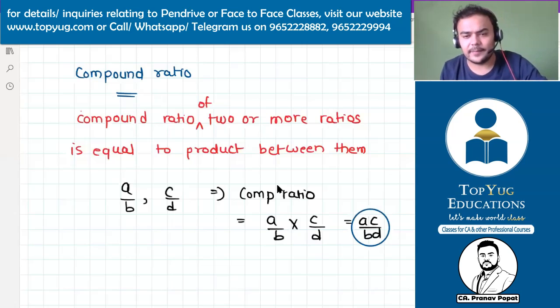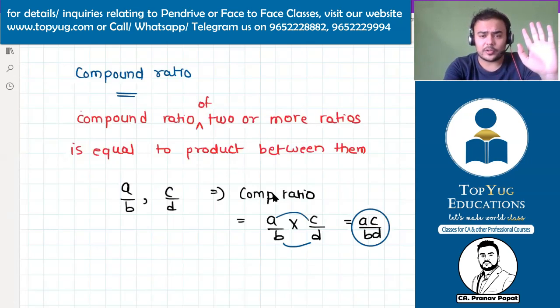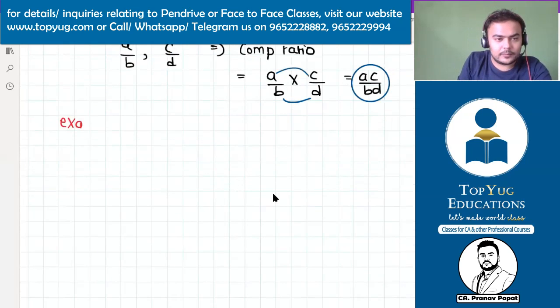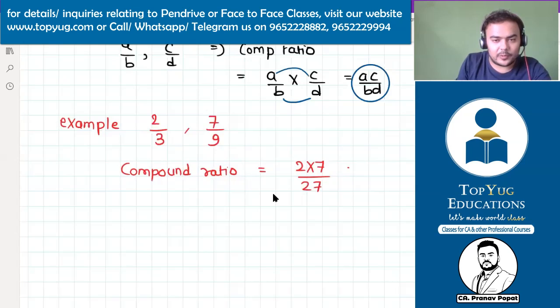No, not BCAD. These are two different ratios. Just multiply these two. A is multiplied by C, B is multiplied by D. You will get AC upon BD. Don't get confused. This is not cross product rule. Now I'll give you example, the real example. 2 upon 3 and 7 upon 9. Tell me the compound ratio. Sir, just multiply numerator by numerator and denominator by denominator. Very simple. 14 upon 27.